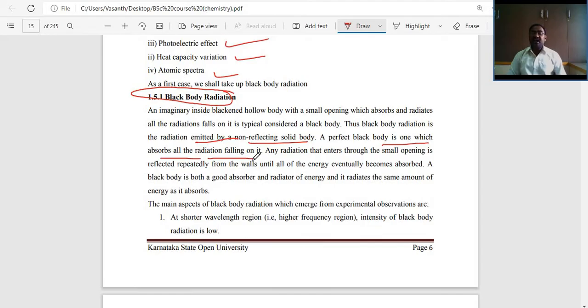Any radiation that enters through a small opening is reflected repeatedly from the walls until all of the energy eventually becomes absorbed. What are the experimental observations of this black body radiation? At shorter wavelength regions, the intensity of black body radiation is low.